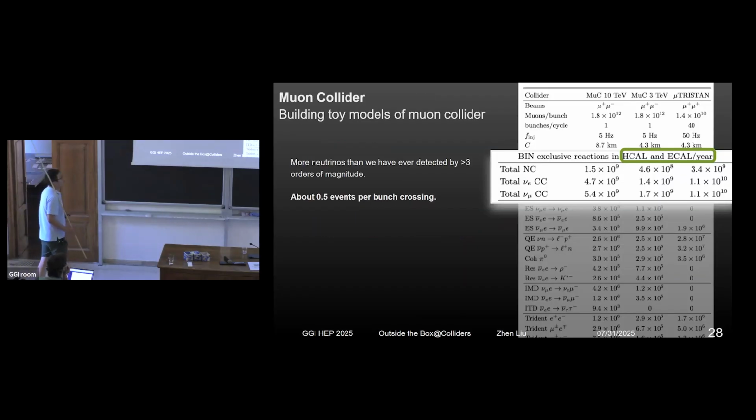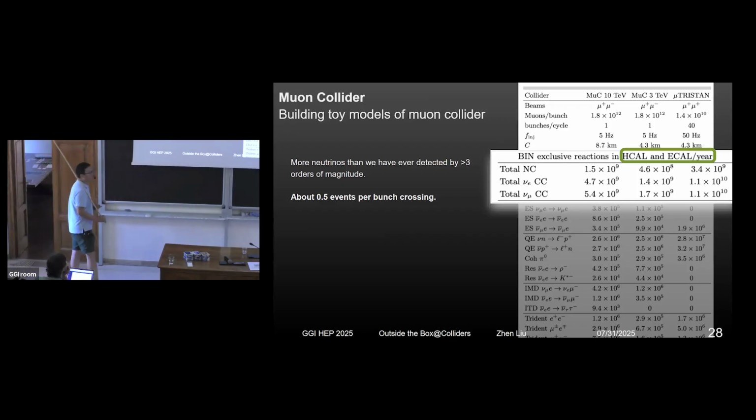Okay, so let me just give you a number. The neutrino flux is actually really high, and my detector is so massive that we will end up having a large total number of neutral current and charged current events from those neutrinos. My detector sees about 10 to the 10 events per year. What does that mean? That means about 1,000 events per second.